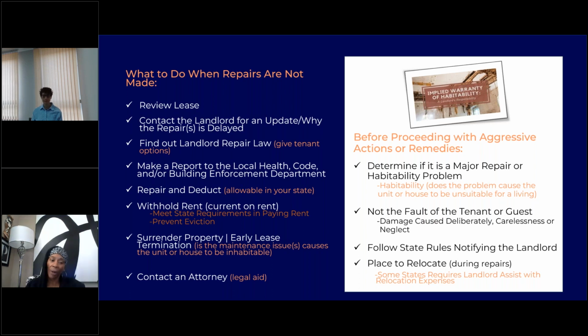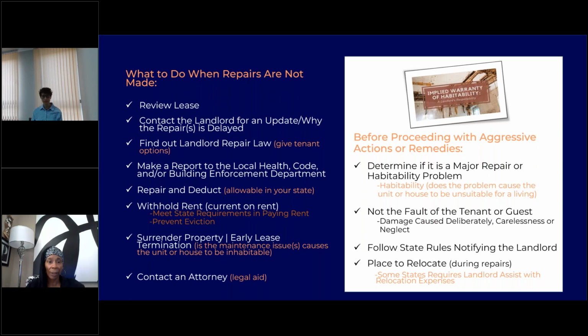Also, there's another option: surrender the property and terminate the lease early. I suggest this recommendation when the house is uninhabitable. I mean, this is where it's not a good living condition. Again, you have to be careful if you walk away and terminate your lease. You have to make sure you document that you asked for the repair to be done, that the landlord has disregarded that, and also that the house is in bad condition before you can actually walk away from the unit or the house. And then contact an attorney.